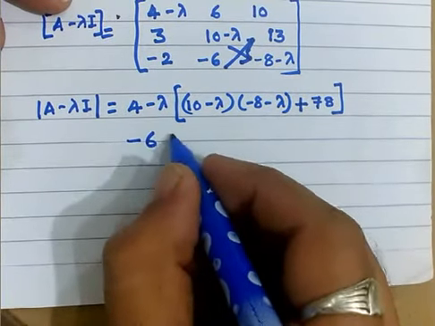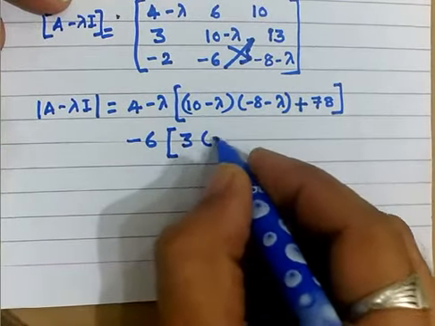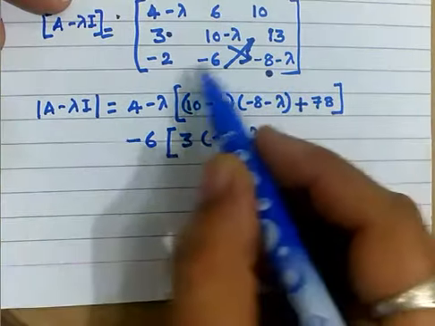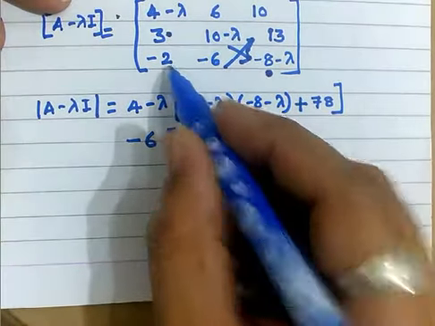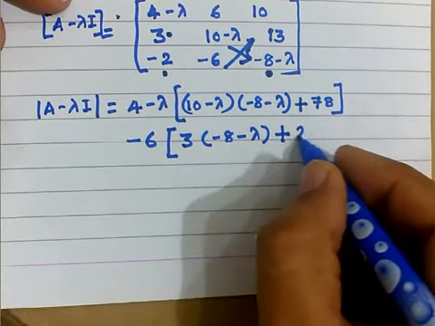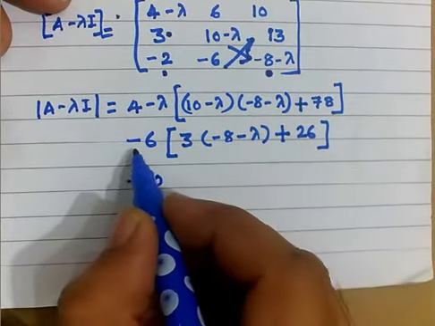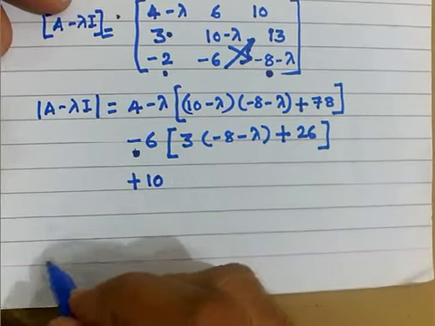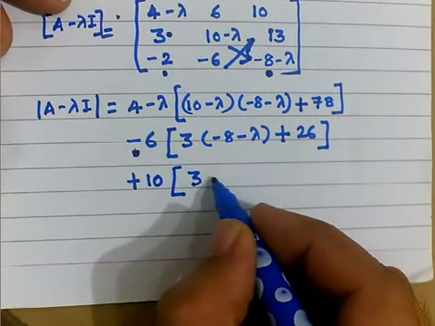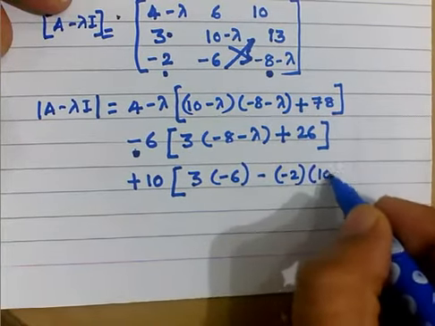Similarly, when we multiply the second term, -6 into the term that will be multiplied this time, it will be 3 into -8 minus lambda. So this 3 will be multiplied by this term, minus plus, so this will become plus -2 into 13. So it will be 26. Similarly, the third term will be plus 10. Remember here the second term's sign must be negative. Plus 10 into, this time 3 will be multiplied by -6 minus -2 will be multiplied by 10 minus lambda.